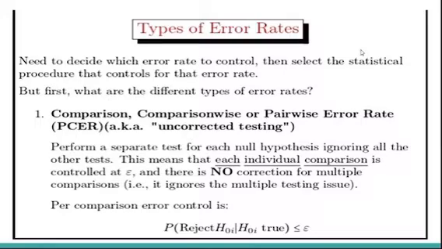Okay, now the different kinds of error rates that we have. Number one is what we call the per-comparison error rate. That is the uncorrected one. When you use a conventional t-test, if you have more than one test and you still use 0.05, you are not using 0.05. What you are using is more than 0.05, because it will be inflated.